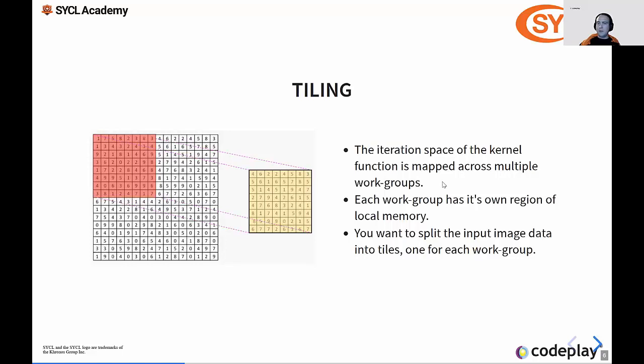In this case, the iteration space of the kernel function is mapped across multiple workgroups. Here, the example illustrates how this whole section might be one workgroup, and this is another workgroup. So in total, you have 4 different workgroups in this case. And each workgroup has its own region of local memory. That's why we talk about tiling, because we want to split the input image into tiles. So each workgroup would be one tile.